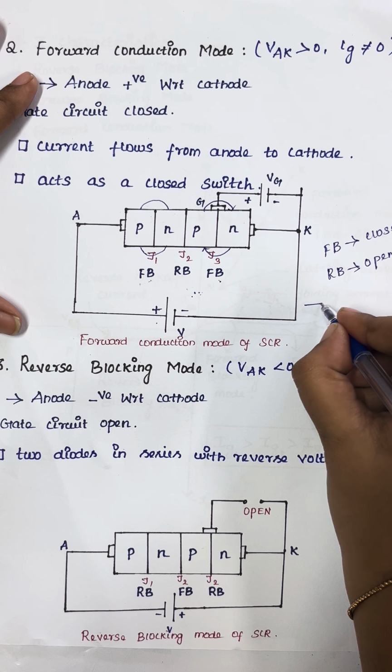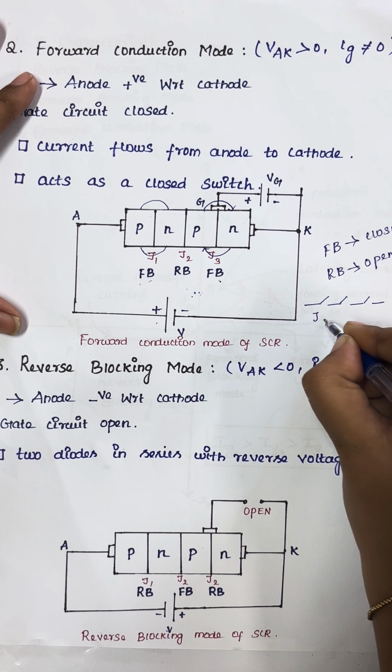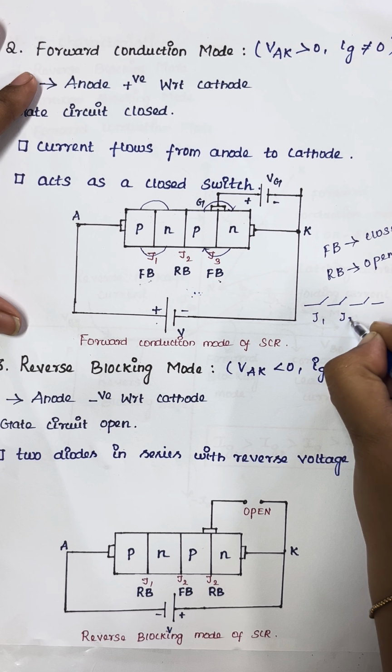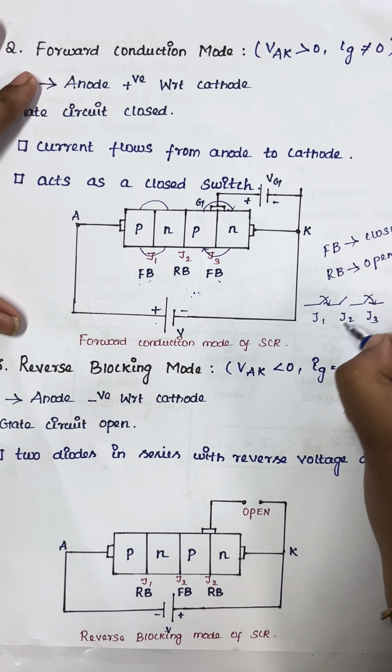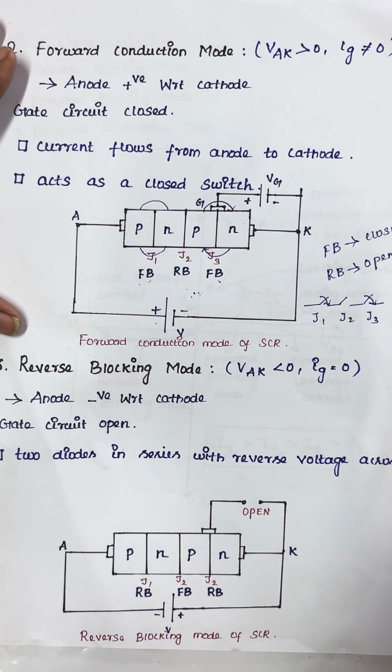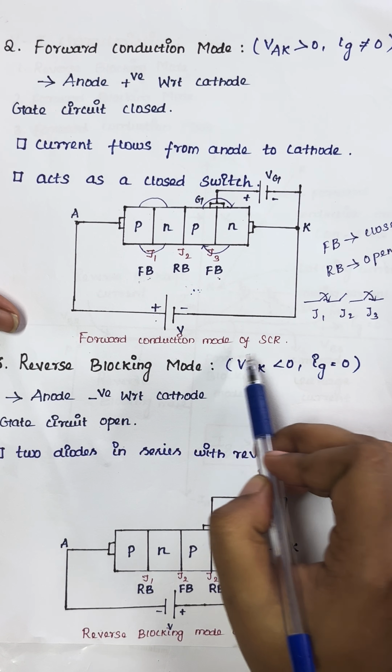If we consider these 3 junctions as switches, I am taking J1, J2 and J3. J1 is forward biased, so it is closed. J3 is forward biased, so like J1 it is also closed, but J2 is reverse biased, so it is open. Since J2 is reverse biased, the circuit is not closed, so there is no current at the initial stage. Okay, so this is the forward conduction mode of the SCR.